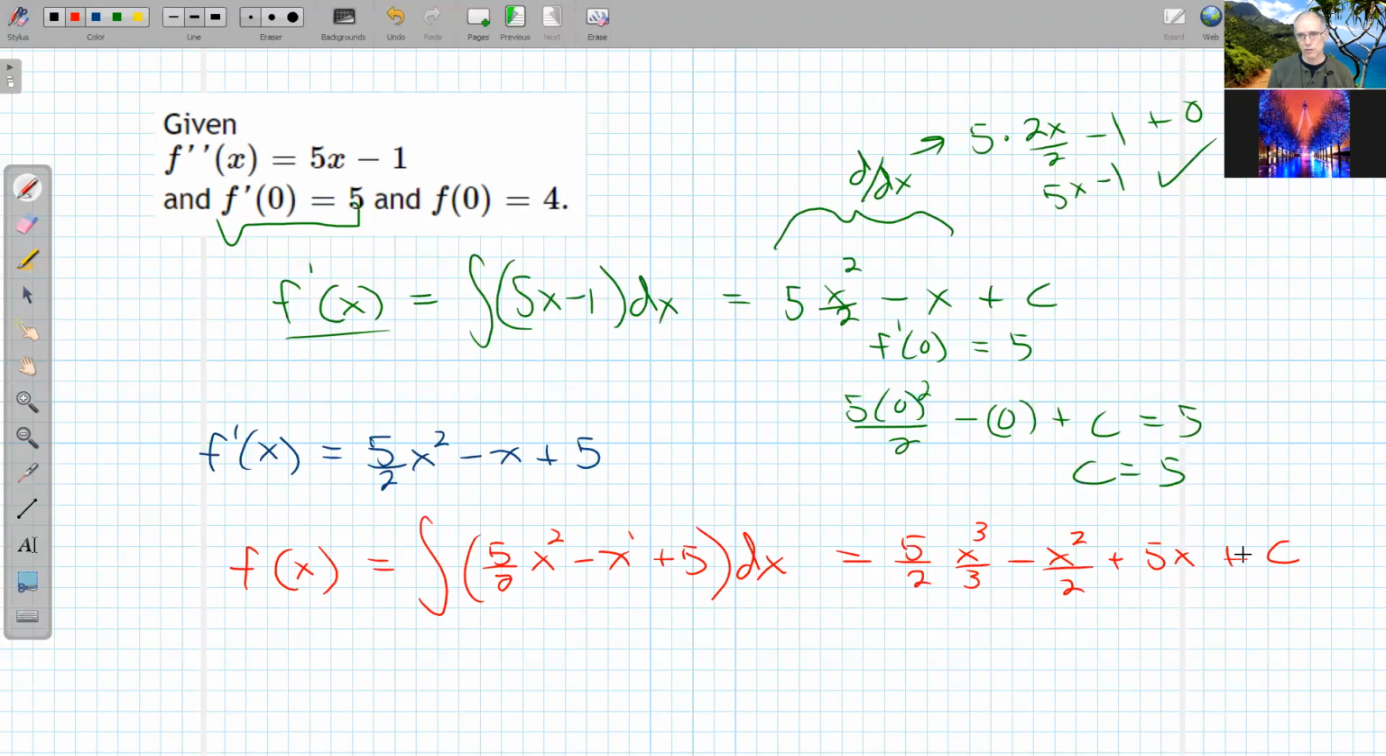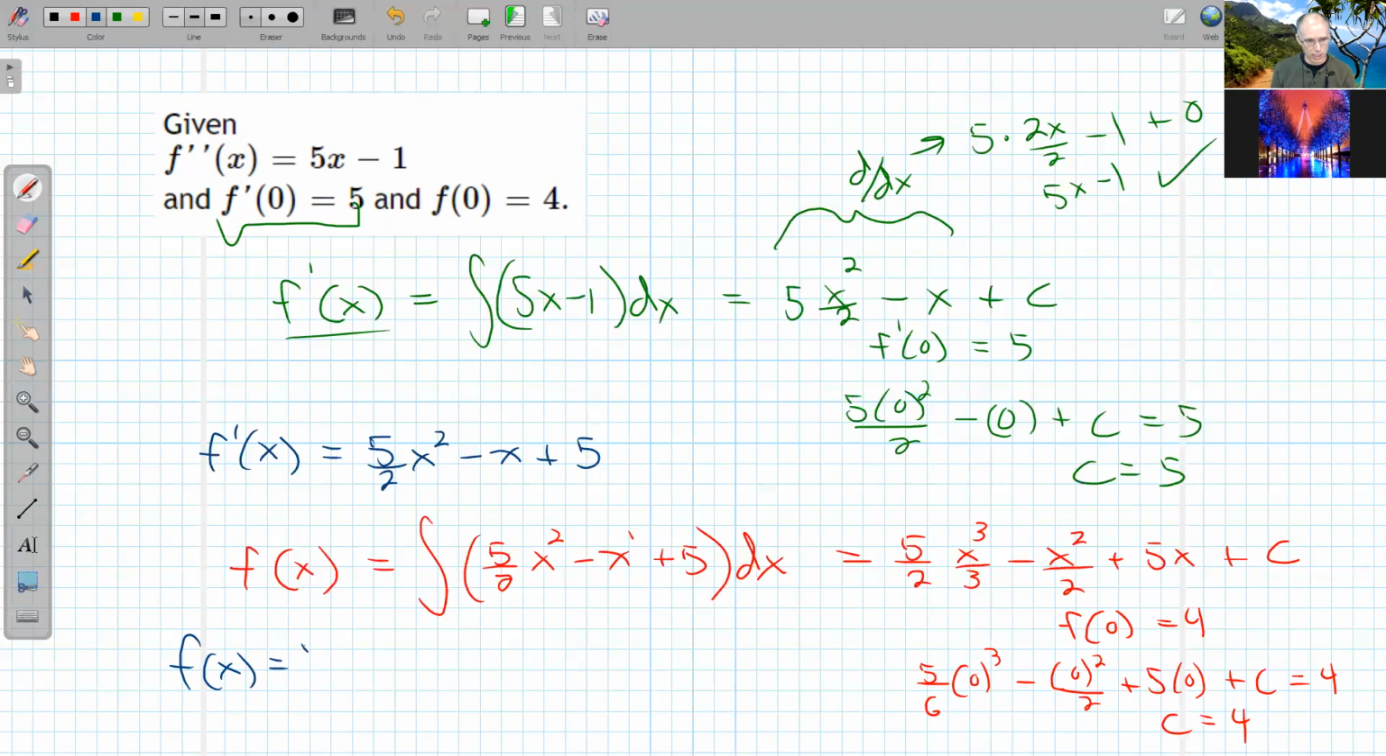And then you should double check, if you take the derivative of this, will it really give you back what you started with? Okay, so the only thing I'm going to double check here is that if I take the derivative of 5x, I just get 5, right? And then they give us more information that to figure out what c is, f of 0 is 4. So now I can find what the value of c is. So if we plug in a 0 there, 5 over 6 times 0 cubed minus 0 squared over 2 plus 5 times 0 plus c equals 4. Those are all zeros, so this tells me c equals 4. So now I've nailed f of x. So f of x is equal to 5 sixths x cubed minus x squared over 2 plus 5x plus 4.